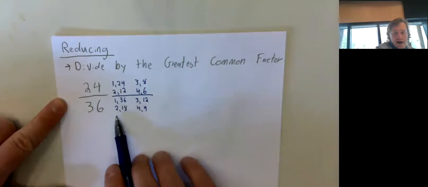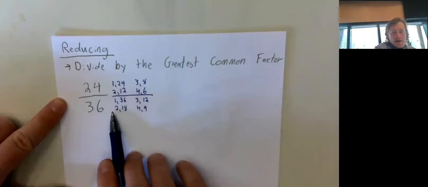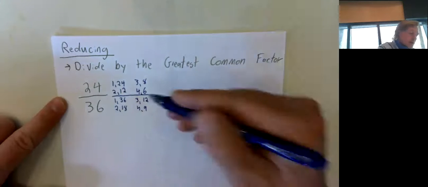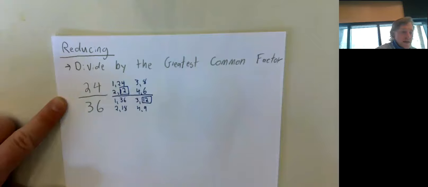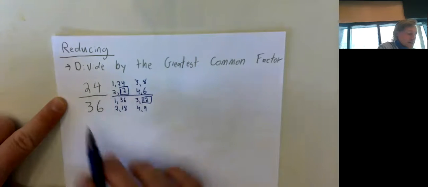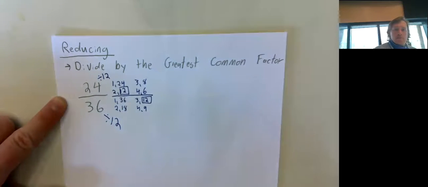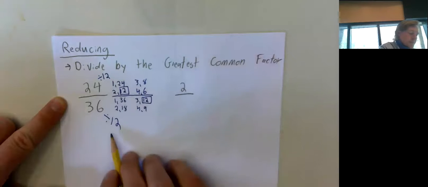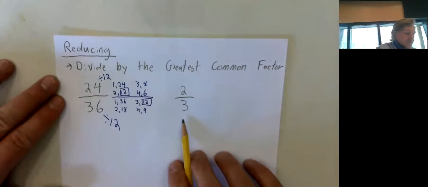Now I'm looking for a number in common, and I'm looking for the biggest number. Now I see that they're both divisible by 2, but if I divide by the smaller number, I'm just going to end up having to reduce all over again. So I'm looking for the biggest number, and I see the biggest number is 12. So that's going to be the number that I divide the 24 and the 36 by. So numerator, denominator, 24 divided by 12 is 2, 36 divided by 12 is 3. And there is my fully reduced simplified fraction.